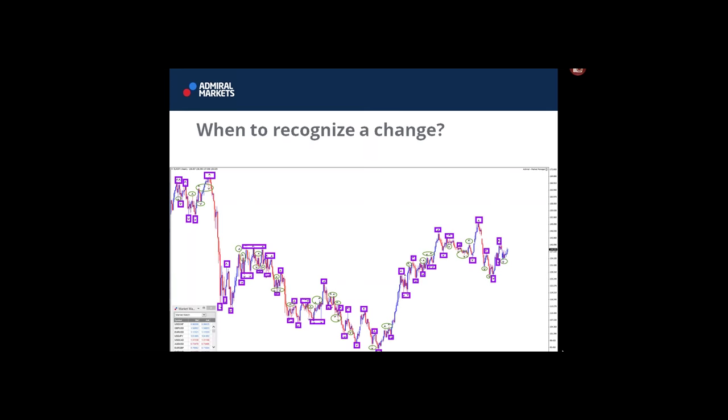Now look at this chart. I know it's a bit busy, but basically you're looking at a chart where we have a lot of fractals. The green circle fractals are less important because, although they're actually fractals, they get broken within a few candles. Or we have the purple ones, and those are the major ones, right?